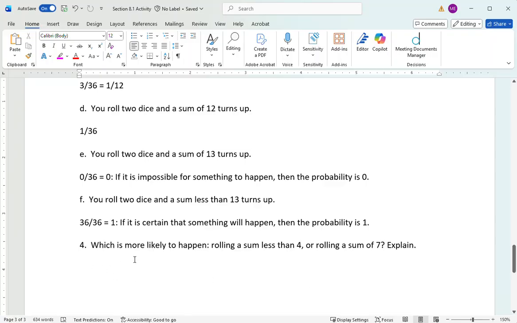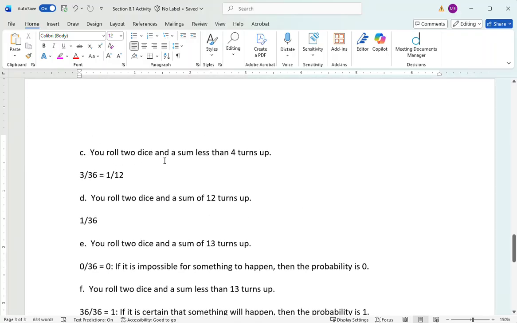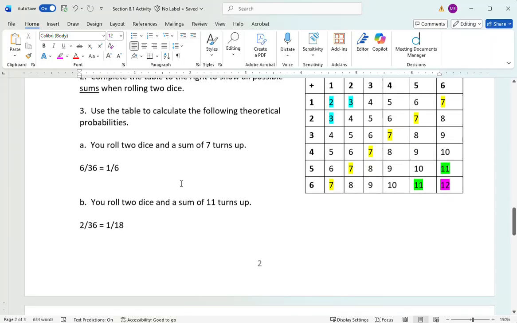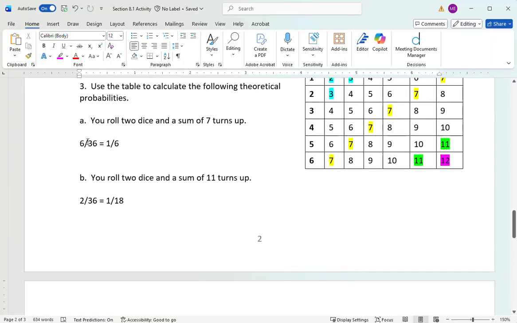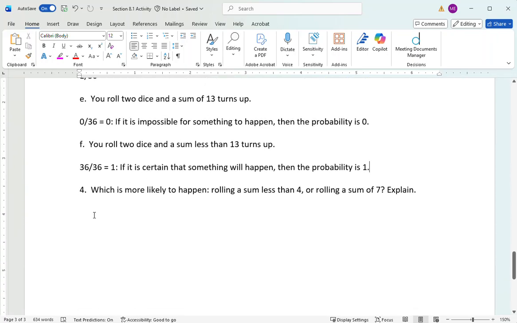So for question 4, which is more likely to happen, rolling a sum less than 4 or rolling a sum of 7? So if we look at our previous results here, the probability that we get something less than 4 is 3 out of 36, and the probability of getting a 7 is 6 out of 36. So if we compare those two fractions, we see that 6 is more than 3 out of 36, and so the sum of 7 is going to be more likely. 6 out of 36 is greater than 3 out of 36.